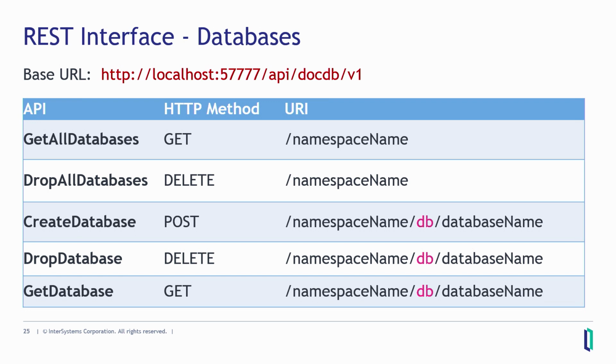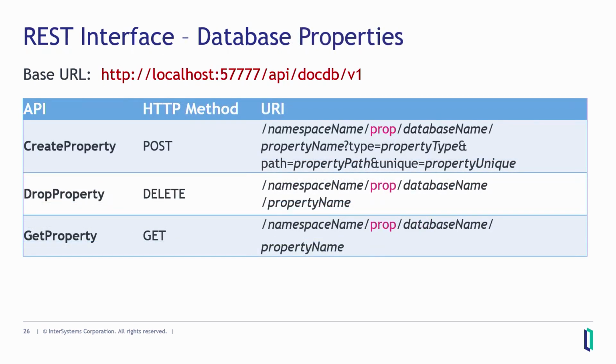If I want to delete it, same DB REST service. Actually, it's the same URL completely, just post, delete, and get. We changed the HTTP method. Want to create those properties? Instead of the %create property, we're going to use the prop REST service.